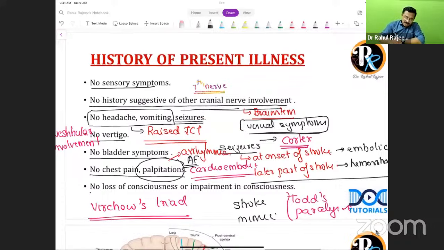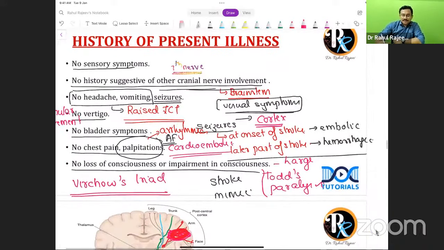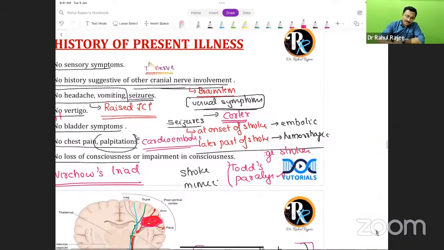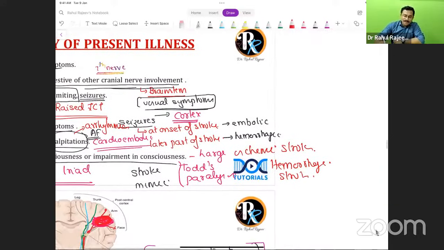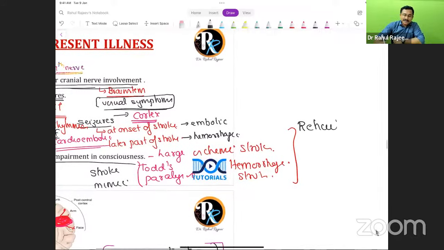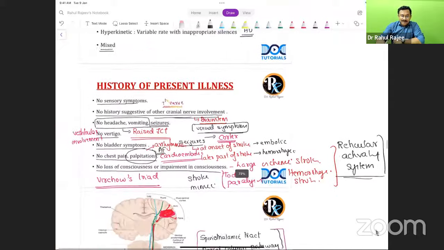So the point here is large strokes, even large ischemic strokes, and also hemorrhagic strokes, these will cause impairment in consciousness, mainly because of affection of the reticular activating system. Though this reticular activating system is present in the brainstem, it has connections with the thalamus and also the cortex. So if the reticular activating system is affected, then you can have an impairment in consciousness.